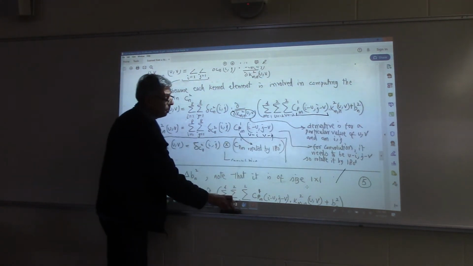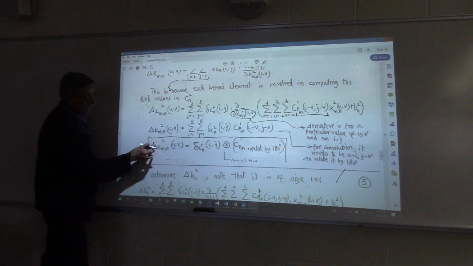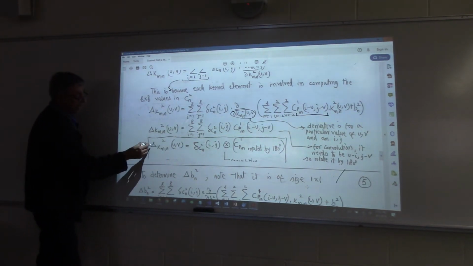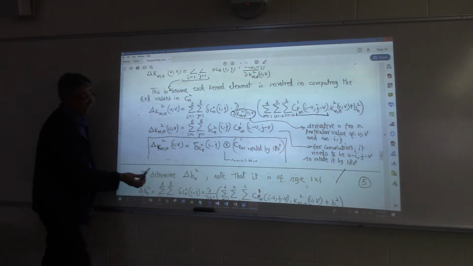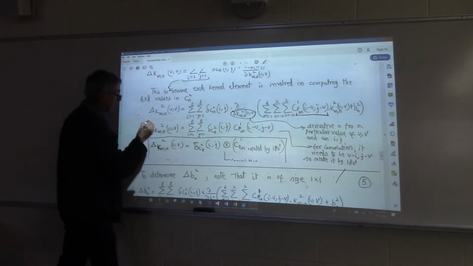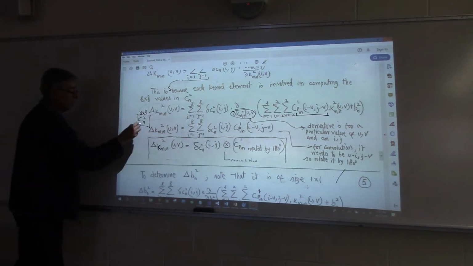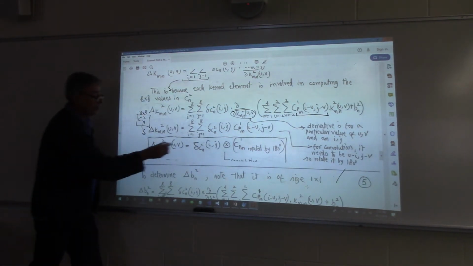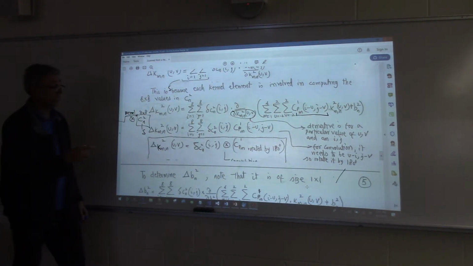So in short, the final answer is that the gradient for the kernel in the second level is the delta in this 8x8 layer. So this is delta Cn of 2. Whatever is the delta over here, do a convolution of this with the kernel that was feeding to it.